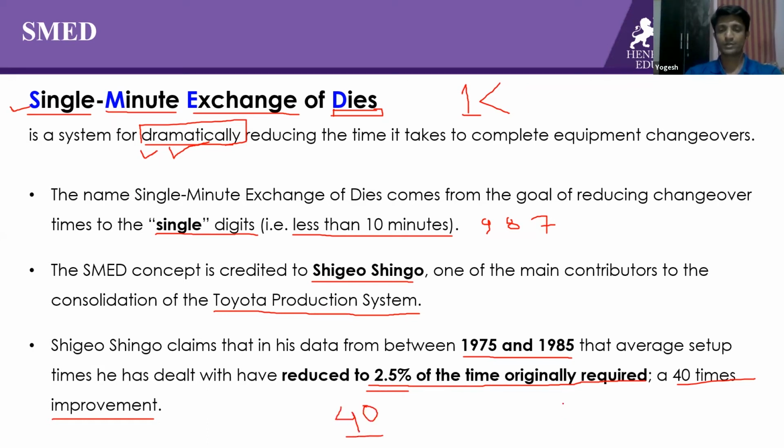So if you used to take 100 minutes to do the changeover, after doing this SMED project you take only 2.5 minutes. That is 2.5% of the original time. This is what Shigeo Shingo claimed from 1975 to 1985, a 40 times reduction in the changeover time. And we have seen the same in the case of the pit stop, from 60 seconds to 2 seconds, almost 30 times.